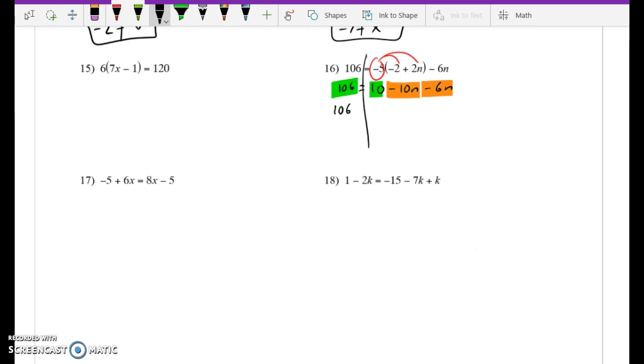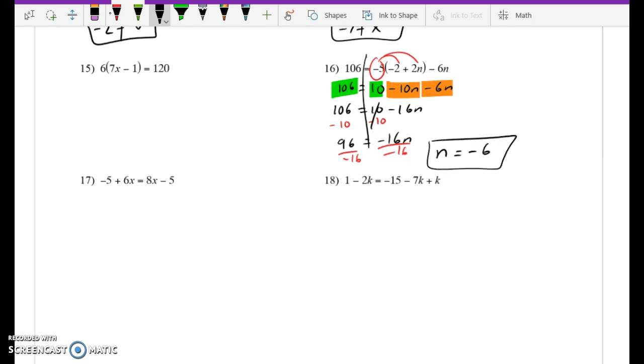So this stays 106 equals 10. This gives me negative 16n. Now I can subtract the 10 to give me 96 equals negative 16n. You divide by negative 16 to give you n equals negative 6.